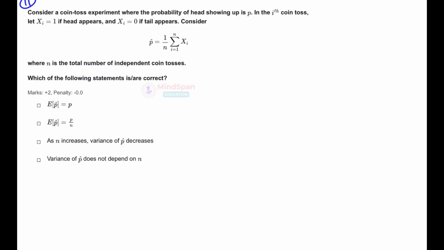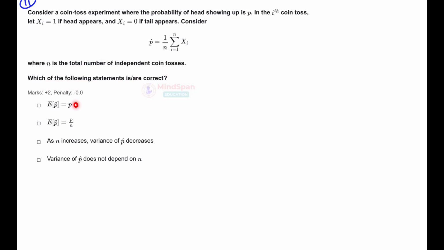Consider a coin toss experiment where the probability of head showing up is P. In the ith coin toss, let xi be equal to 1 if head appears and xi be equal to 0 if tail appears. Consider this average. So this is nothing but the average of these, or the sample average, whatever you would like to call it. This is the average P hat, where n is the total number of independent coin tosses. Which of the following statements is true?